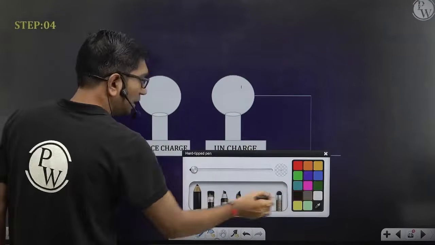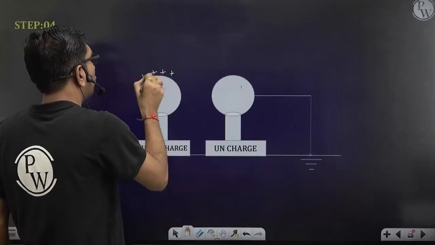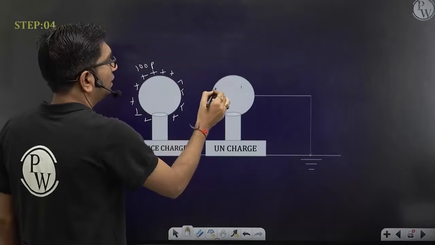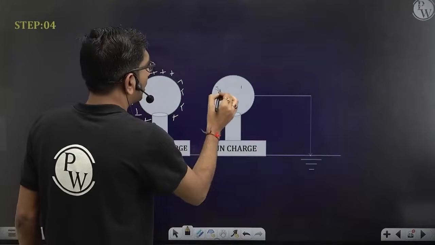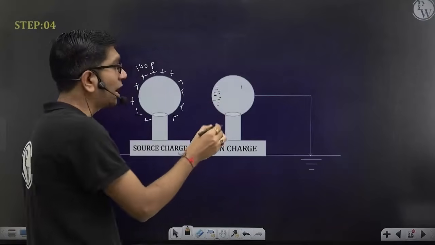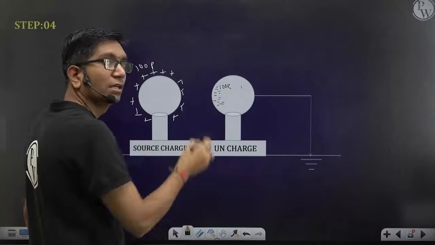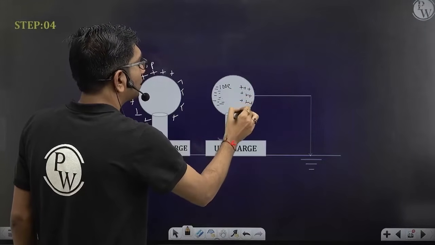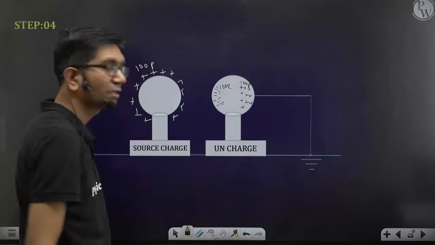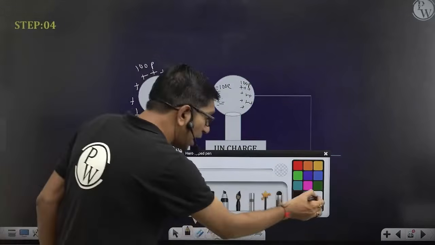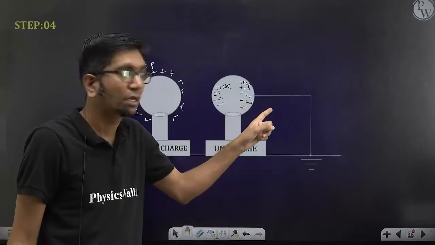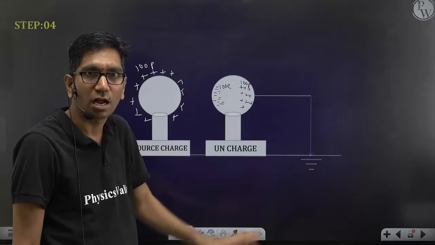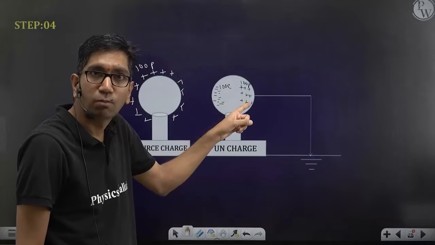On the source charge, we have 100 protons, correct? Here we have electrons, and electrons are crowded here. How many electrons do you have? 100 electrons, correct. And how many protons do we have here? 100 protons, correct. Now, when you attach a wire to the ground, what happens?